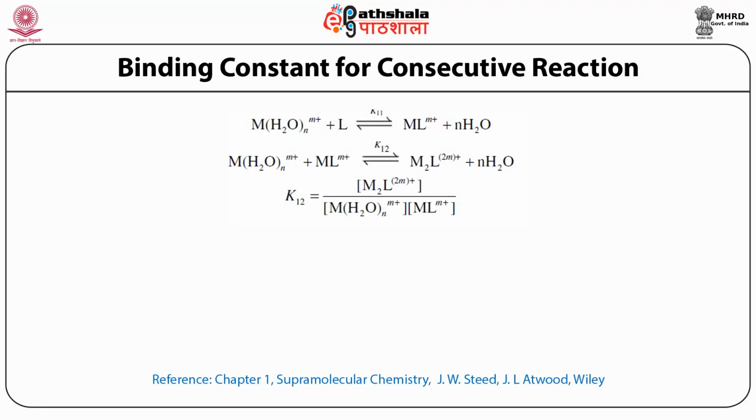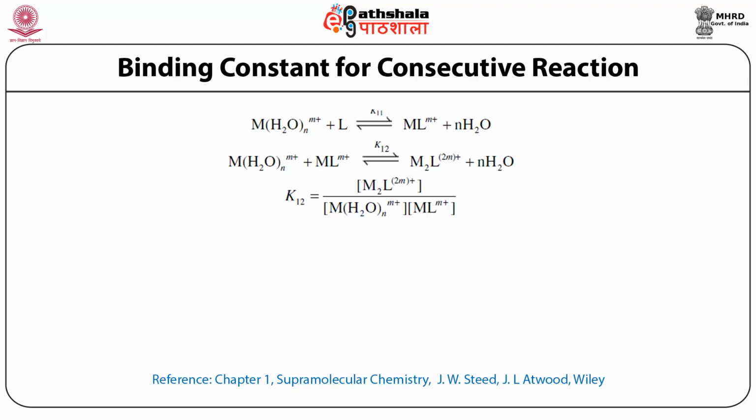What happens when the binding constants of consecutive reactions are involved? You can see the corresponding reaction where M, which is solvated by water, is reacting with L, and this is the first step. That's why the association constant has been given as K11, and it forms the ML complex and water gets replaced.